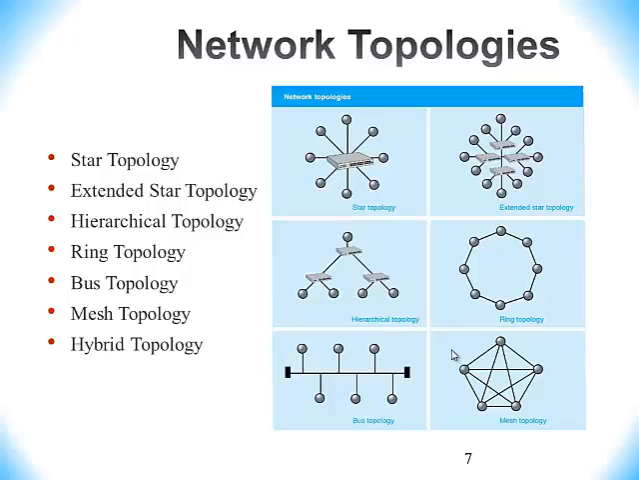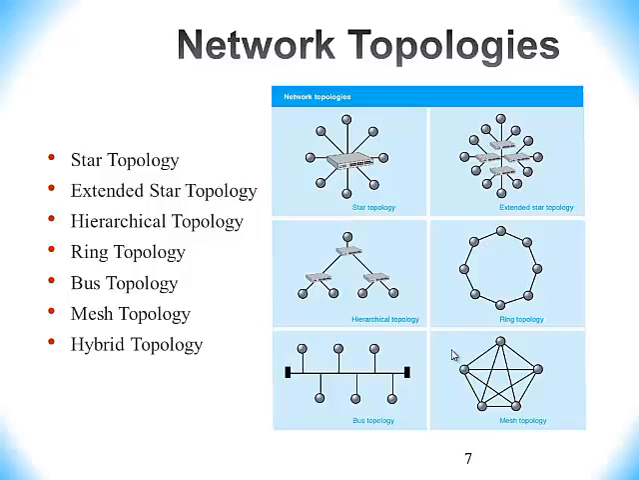Your extended star connects multiple star topologies together by connecting their hubs and switches to a central switch. Your hierarchical devices connect to a switch or hub on the level above it. It's sometimes called the tree topology. A large number of devices can be connected this way.